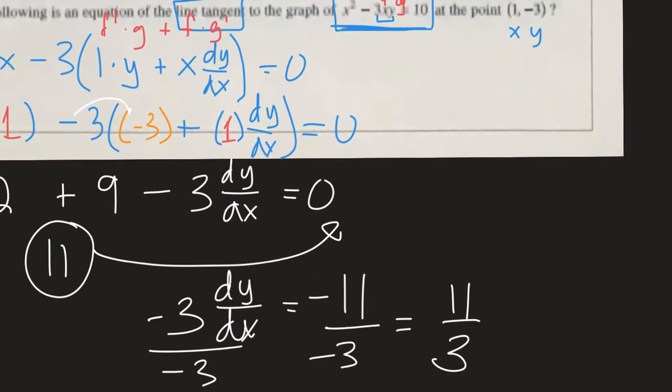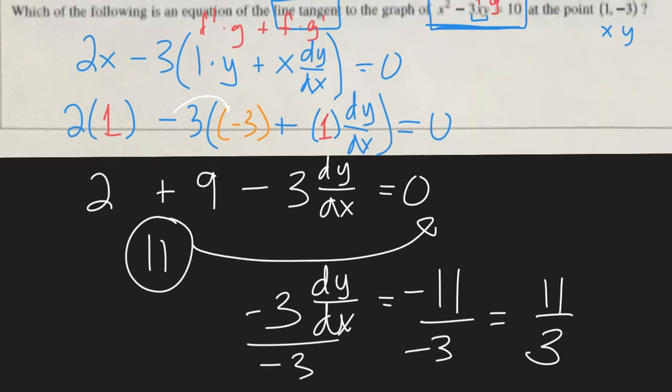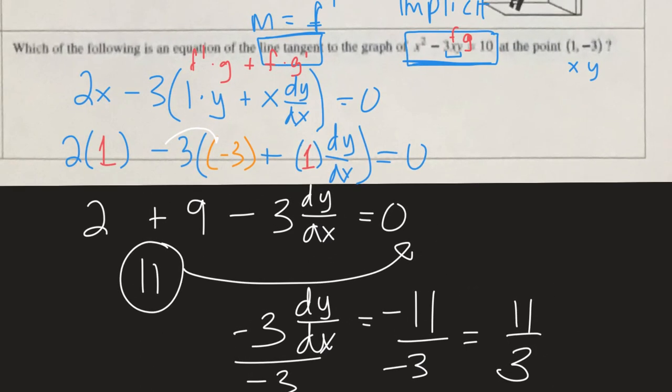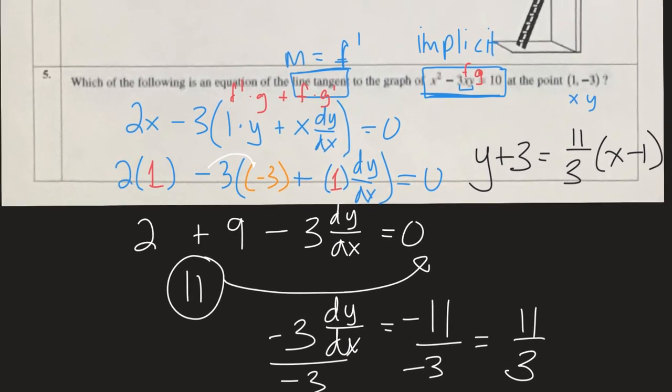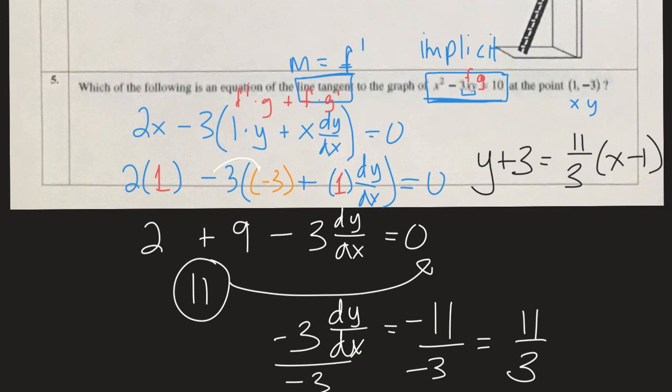Okay, so in order to write a tangent line, I need to know the slope and I need to know the point. So now that I have found the slope, I can put it into point slope form. So y plus 3 equals 11/3 times x minus 1. And that's the equation of my tangent line to that implicitly derived graph at that point.